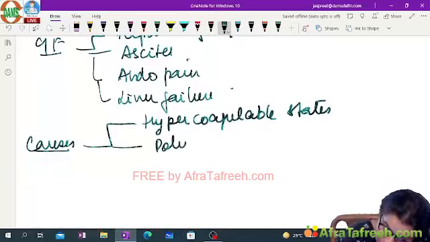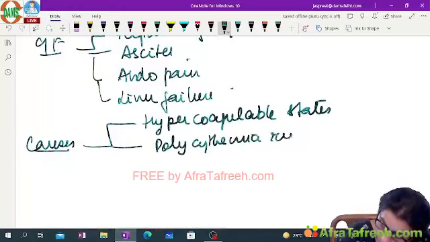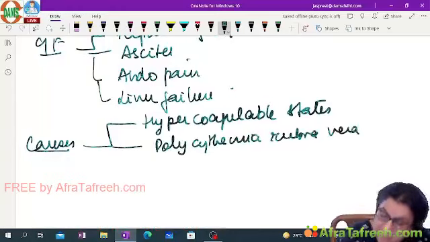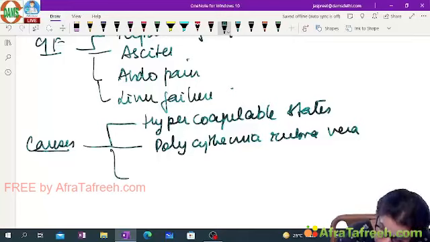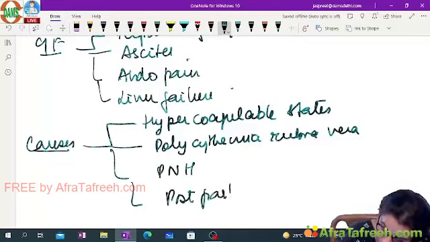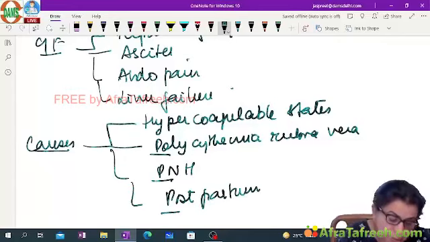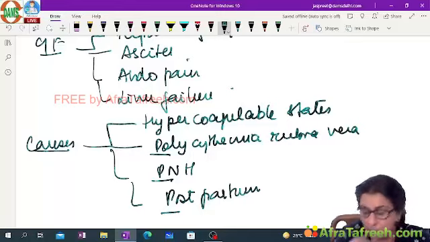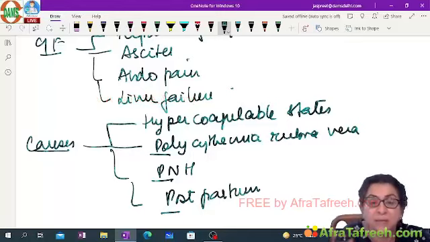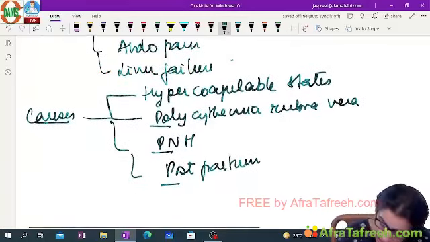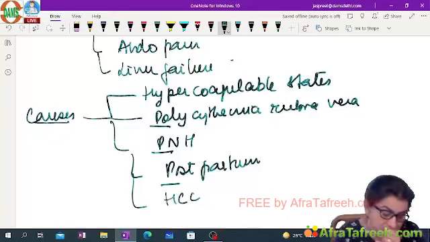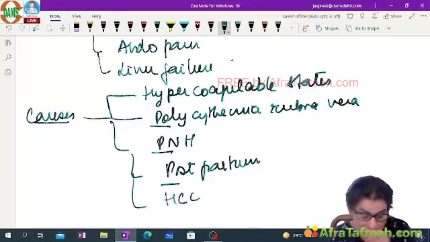Second, polycythemia rubra vera. Patients can have this. Third, PNH. PNH, postpartum. So remember the three P's: polycythemia, PNH, postpartum. Postpartum, that is after delivery. You know, pregnancy is a prothrombotic state. Pregnancy can also lead to thrombi formation. And then, of course, hepatocellular carcinoma also leads to this.